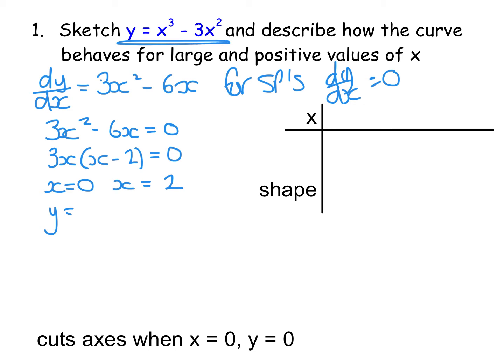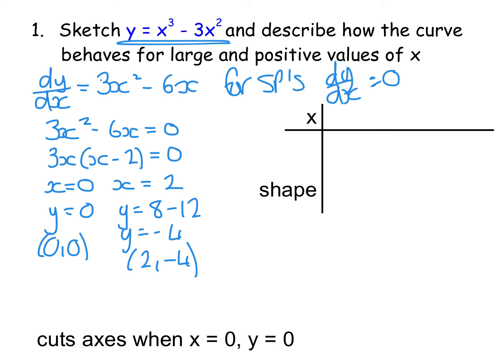To get the second part of your turning point, you sub these numbers back into the original equation, which is up here. So when x is 0, well, y is just 0 because it's 0 minus 3 times 0, so 0. So there's your first turning point. And when you sub in the number 2, that would give you y equals, well, 2 cubed is 8, 2 squared is 4 times 3 is minus 12, so that gives you minus 4. So your other turning point is 2, negative 4.